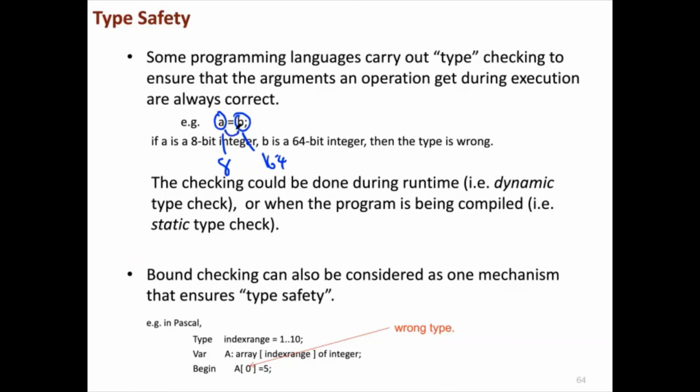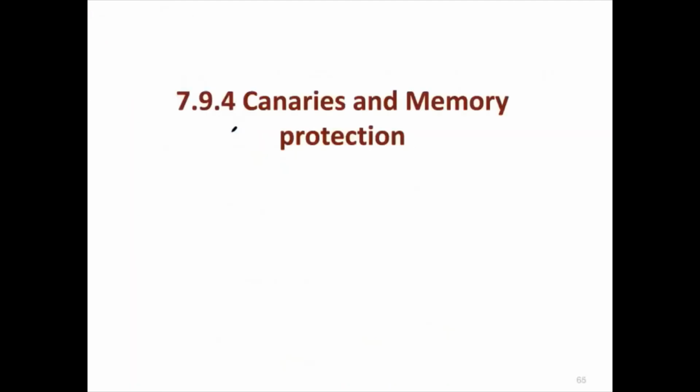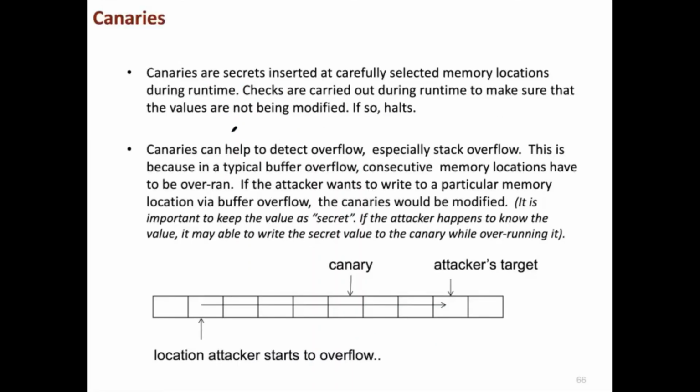Canary and the memory protections. For a buffer overflow, if you use the string copy to cause a buffer overflow, the data has to be copied in this way, writing continuously. That's why buffer overflow is sometimes also called buffer overrun. If the attacker wants to modify this address, he has to modify everything before it.